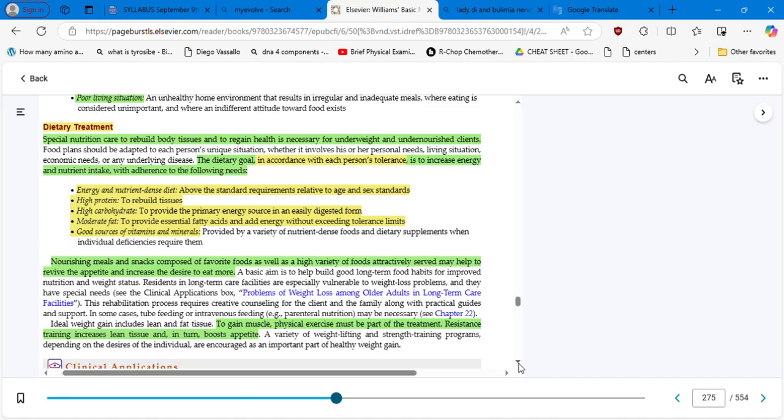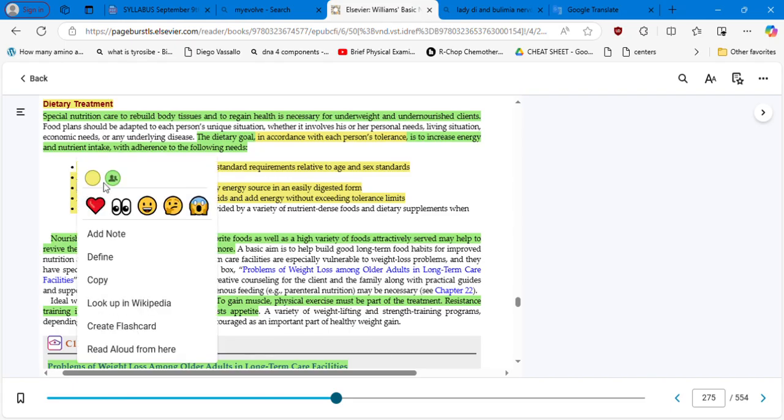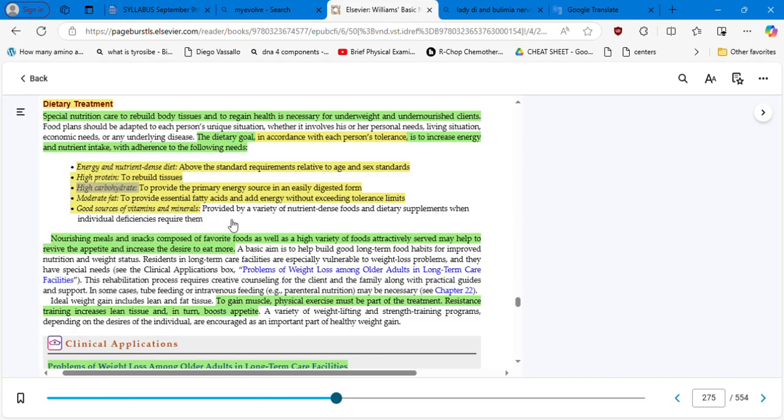We have high protein to rebuild tissues, right? High carbohydrates to provide the primary energy source in an easily digested form. And here we have to think about diabetics. Okay, we have to be careful with diabetics. Again, these treatments must be individualized, no following a standard algorithm.